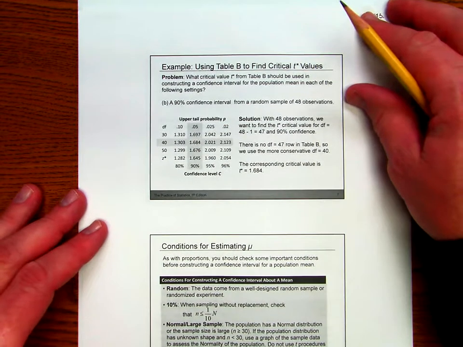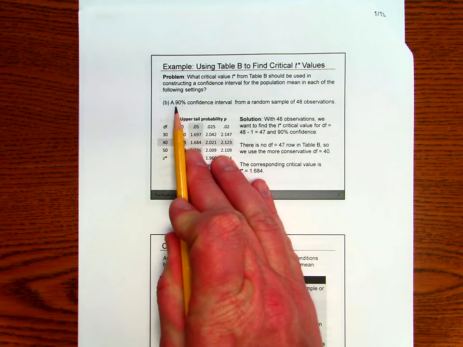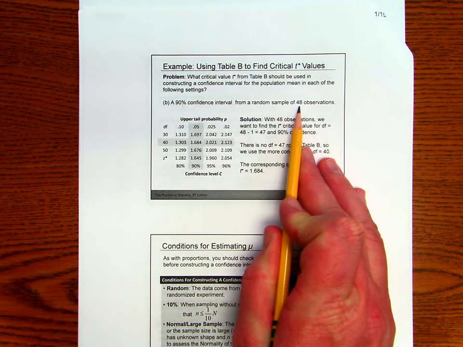Alright, second example of the same type, except this time it's a 95% confidence interval and a sample size of 48.